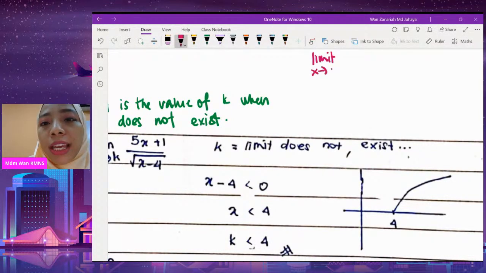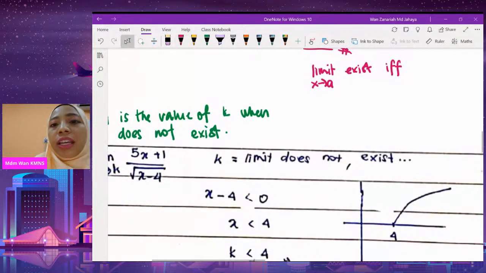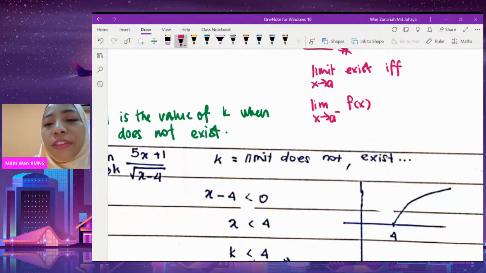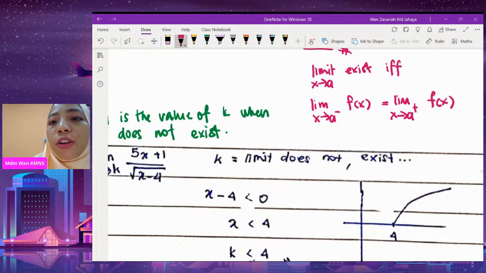The limit x approaching a exists if and only if, for if and only if I write iff, the limit x approaching a from the left of a function f(x), whatever function is given to you, must equal the limit x approaching a from the right. That is the only thing you must plant in your head.